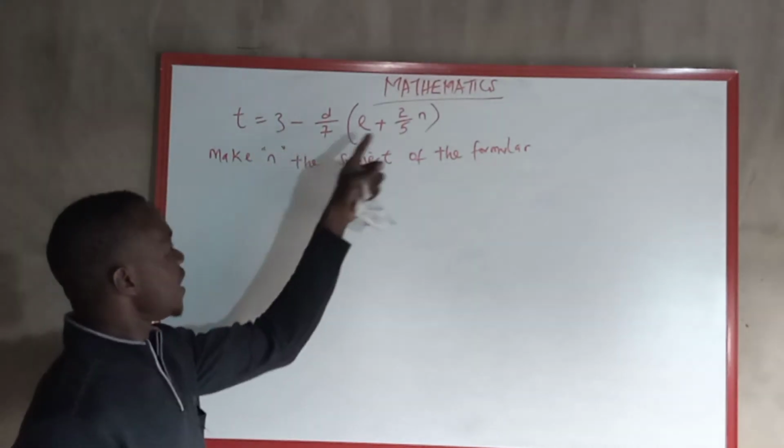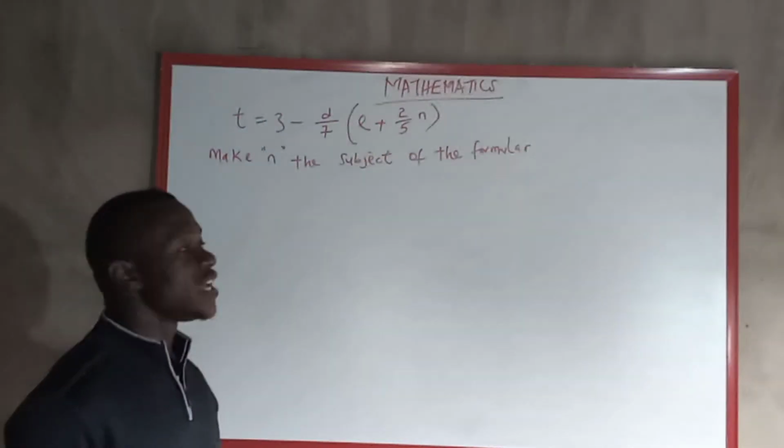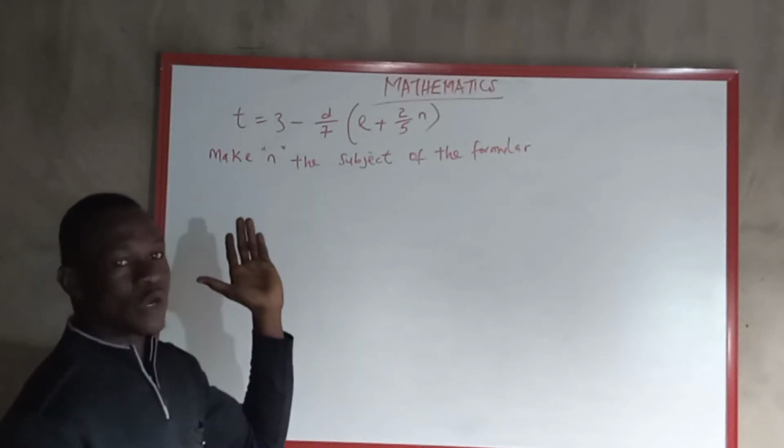Today we'll be making n the subject of the formula. In this question, they said we should make n the subject of the formula. Now, how do we go about it? We can't just jump into this question as if it's a normal question. It's not a normal question.